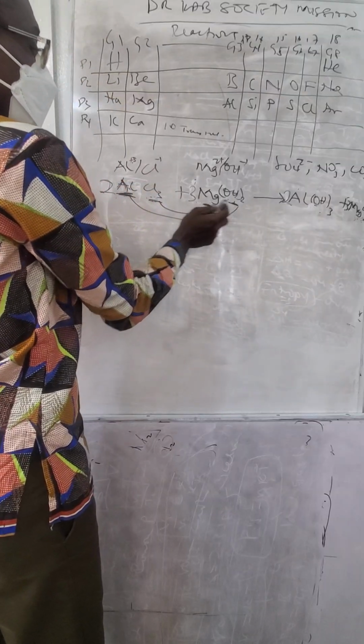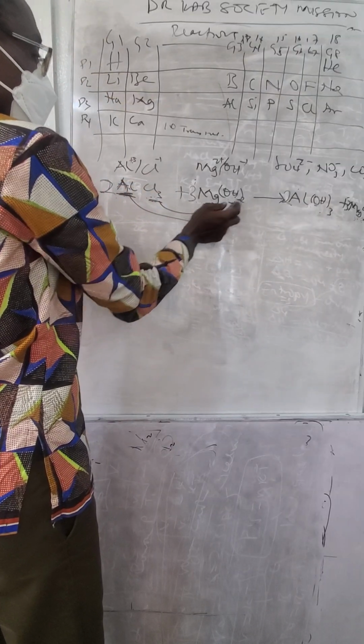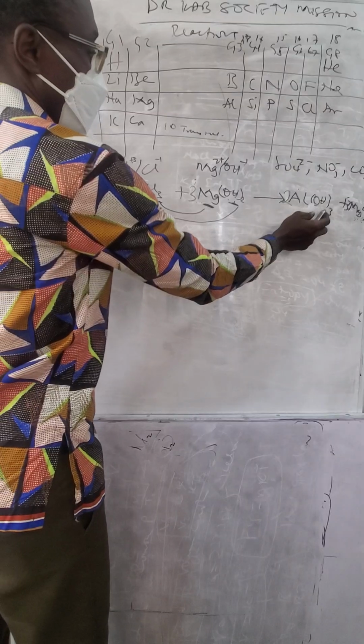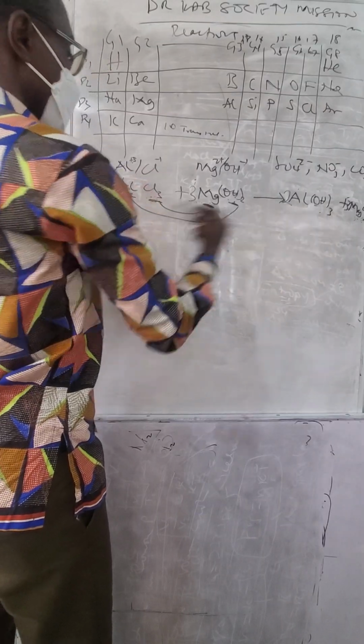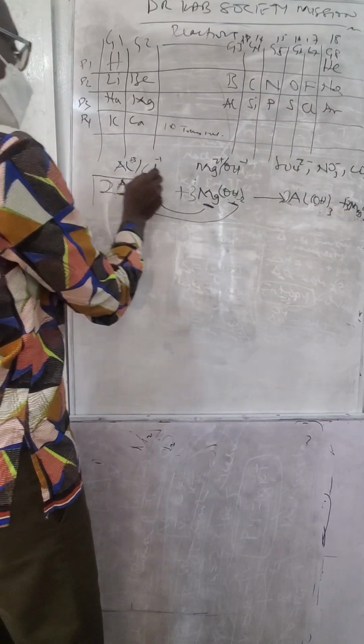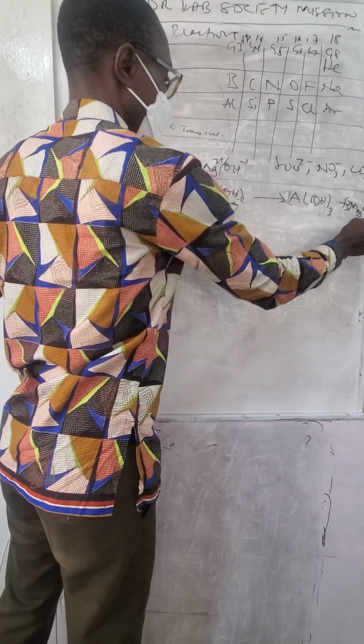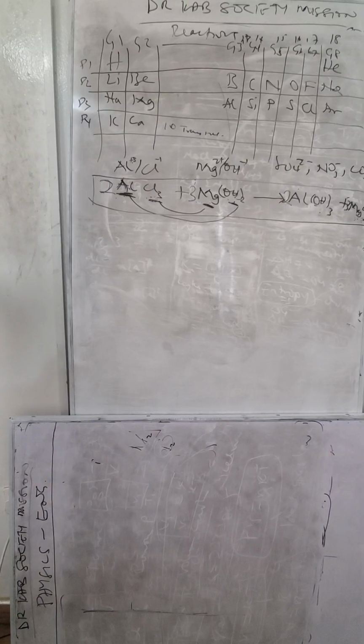Now let's see whether OH will balance. OH 2 here, 3 here will make it 6. How many OH do you have here? 3 here, 2, so it's making 6. So you see that the equation now is balanced. So this is the balanced equation.